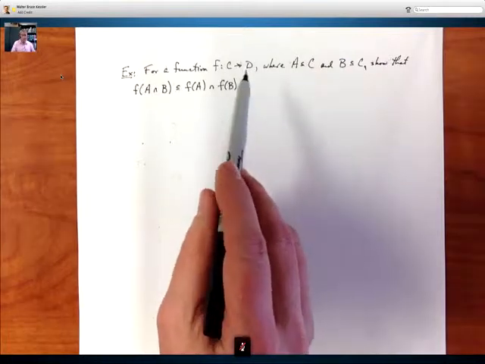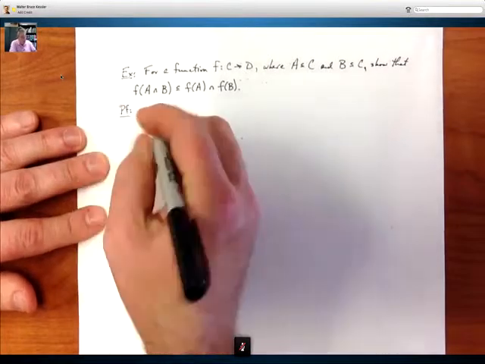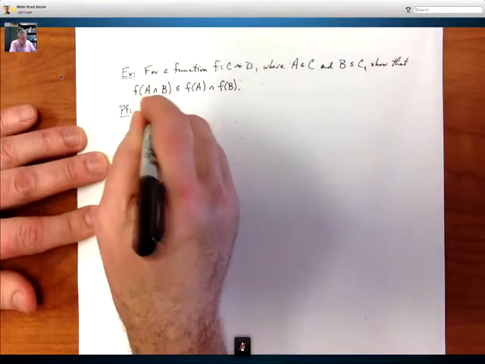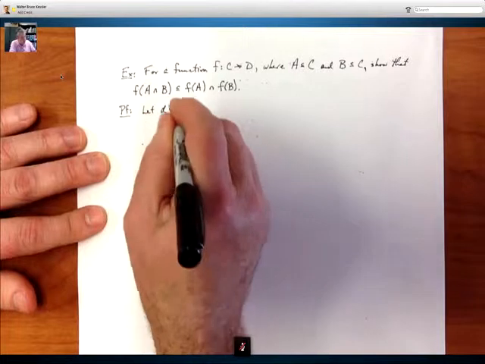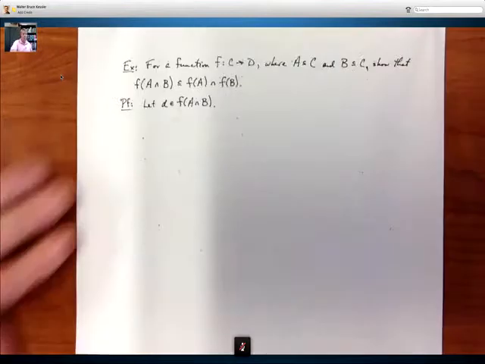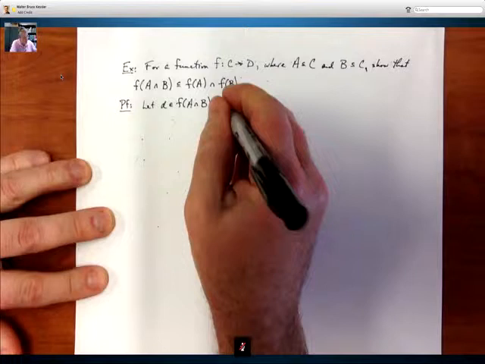Now, f of this business ends up in D. So if it helps keep it straight, here's our proof. Maybe we call it lowercase d just to keep track of it. So let d be an element of f of A intersect B. Now, what does that mean? It means that d is in the image of A intersect B. There's something in A intersect B that gave us d.